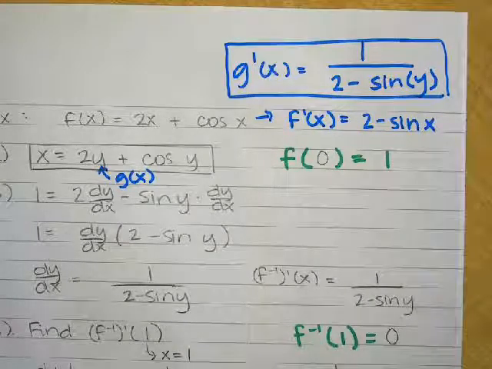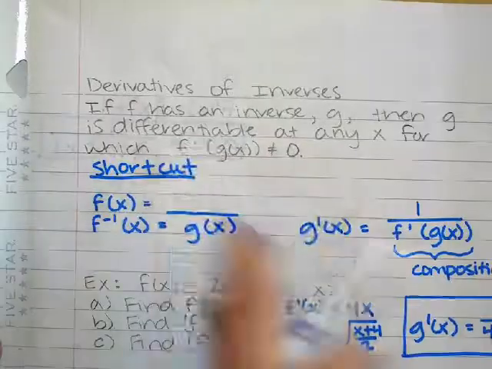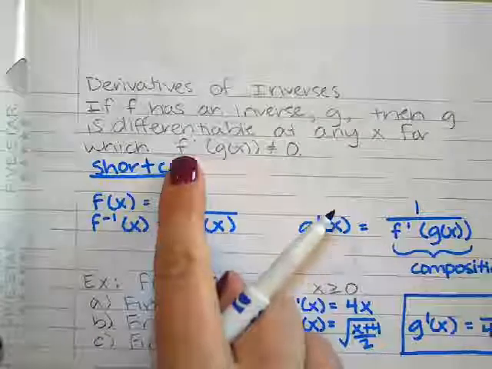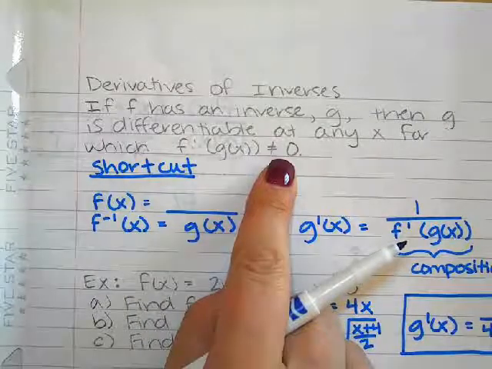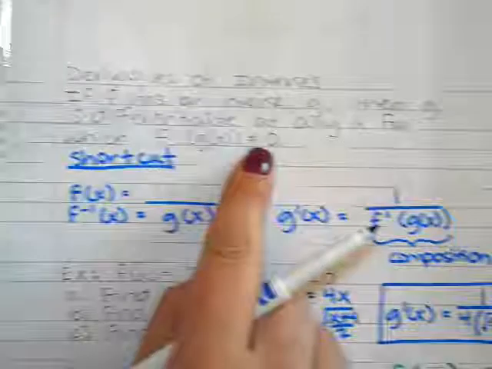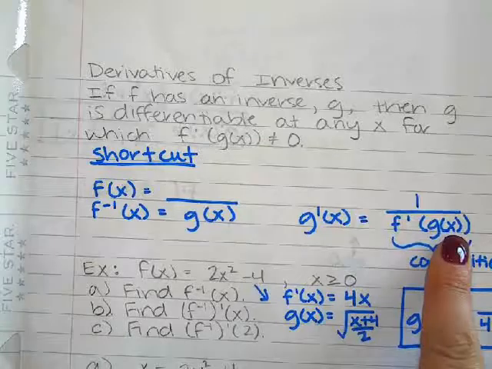It always works. That's actually why, when you go back to asking if it's differentiable or not, they say f prime of g of x can't equal 0, because then you would have 0 on the bottom of a fraction. Does that make sense? That's the shortcut: it goes on the bottom of the fraction, so that's why it can't equal 0.